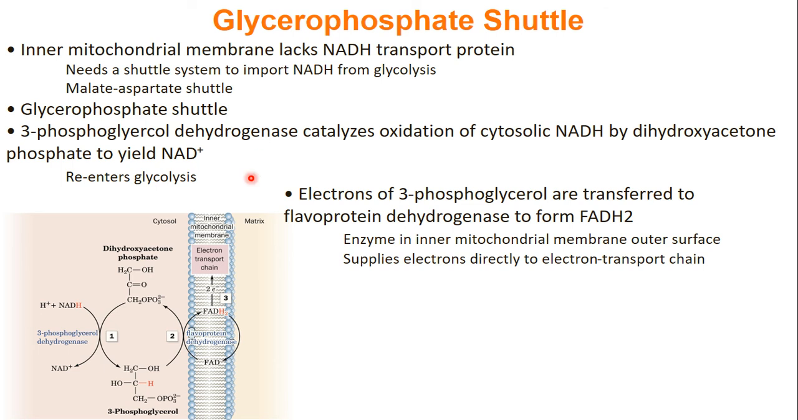Here, glycerol-3-phosphate dehydrogenase catalyzes the oxidation of NADH by DHAP to yield NAD+. Remember, we've seen dehydrogenases already. When you see the word dehydrogenase, you should suspect NADH or FADH2 to be involved. Now, when we take this NADH and make it NAD+, that can go back into glycolysis, and the electrons that we have taken from this NADH, we give to FADH2, and that will enter the electron transport chain as well.